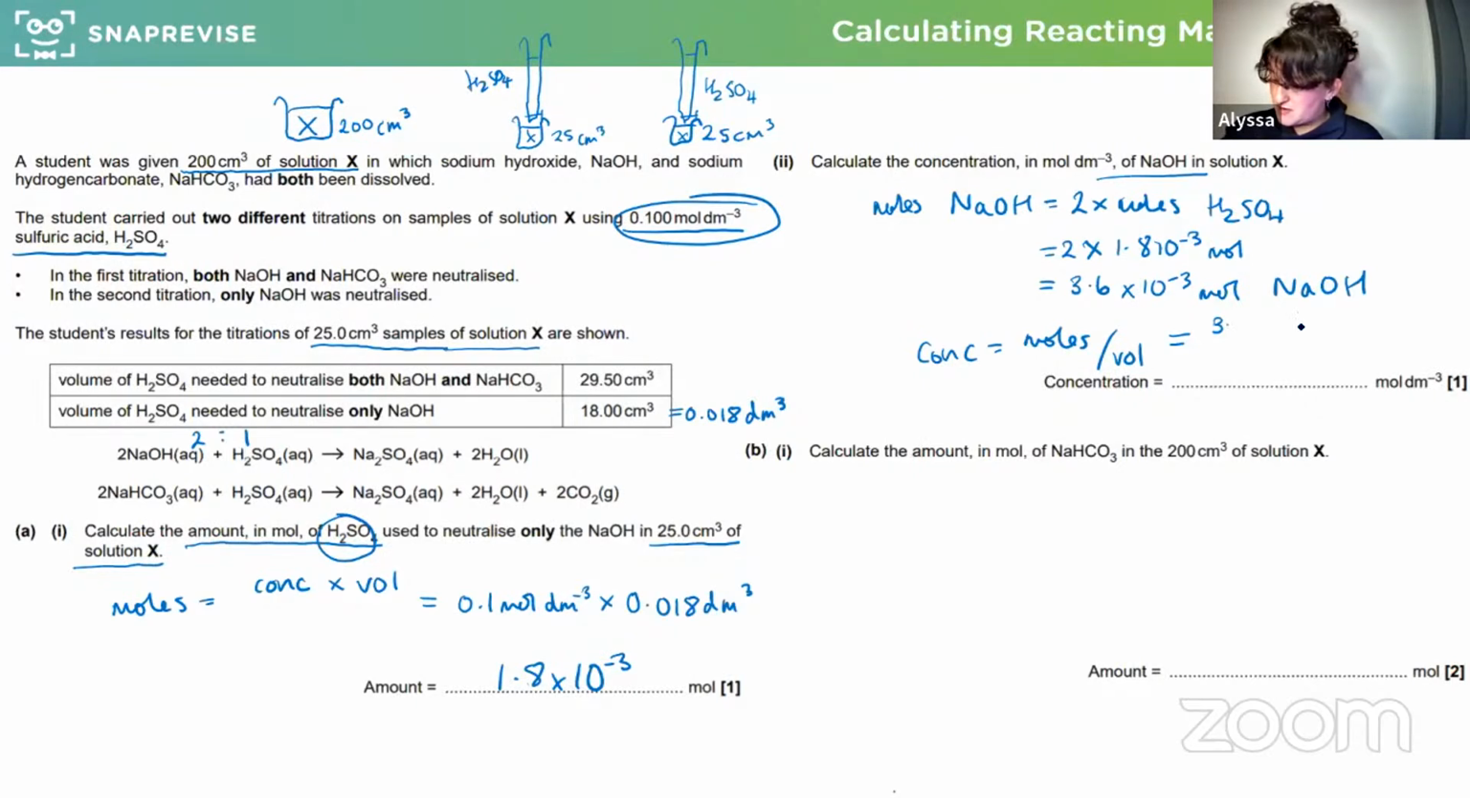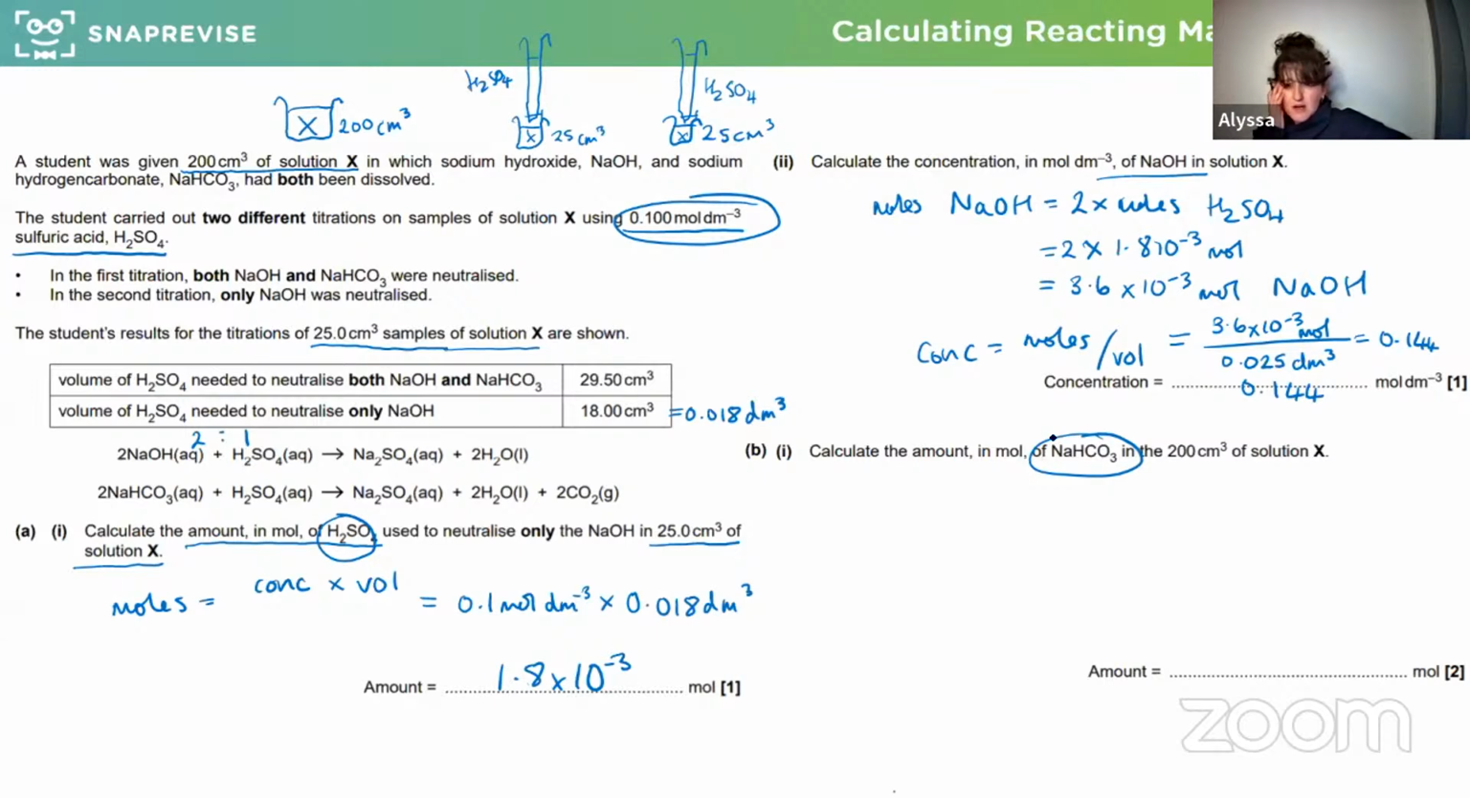3.6 times 10 to the minus 3. Again, I'm just going to write out all of my units. It's going to make it a bit squished, but never mind. I'm converting to decimeters cubed. Well done, those of you that already did that. We must make sure we do that. And therefore, we get 0.144 moles per decimeter cubed. And then part B1 says to calculate the amount in moles of sodium hydrogen carbonate.